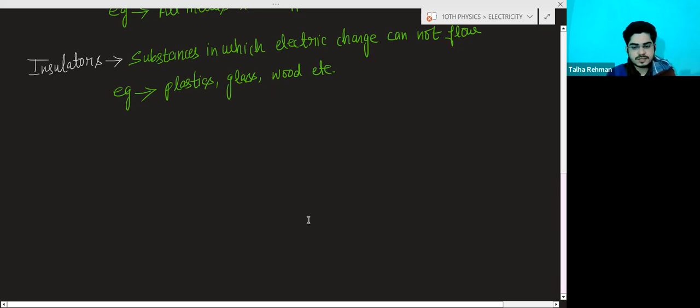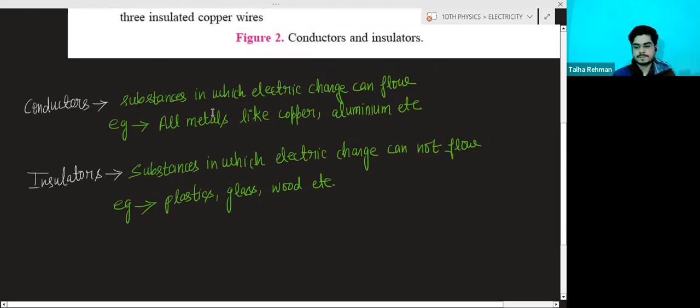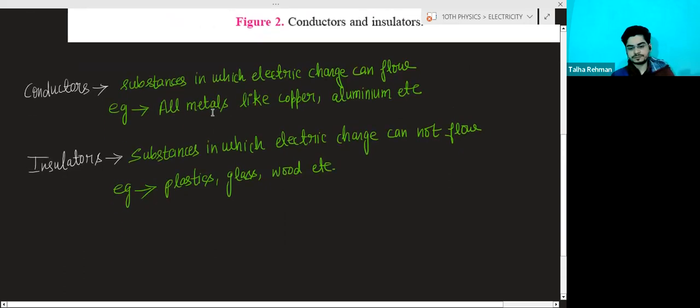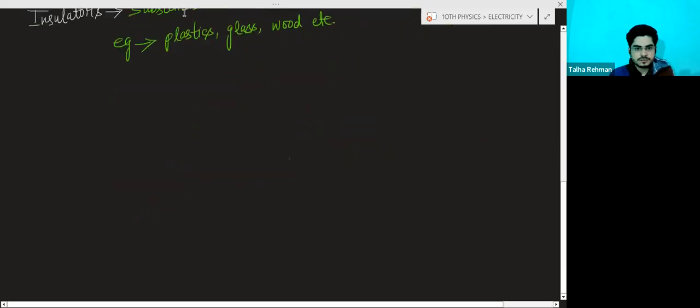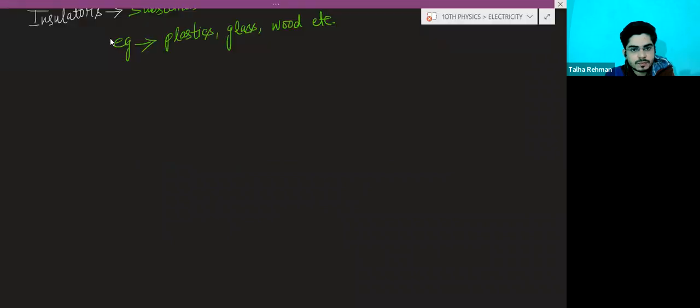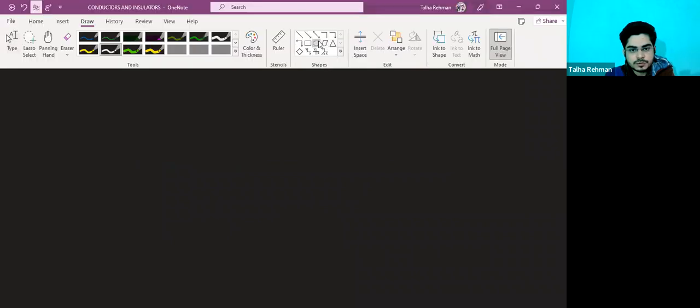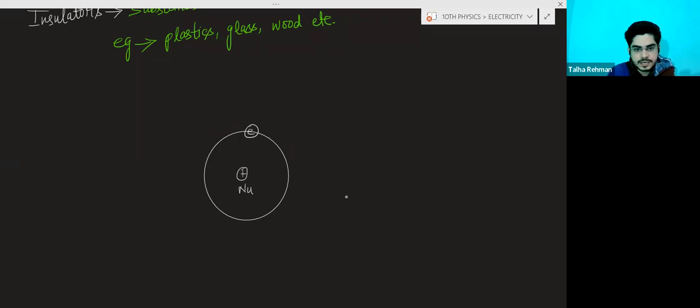So what is the reason behind some being conductors and some being insulators? Basically, when you see the structure of the atom, what is there? Suppose this is the atom, a spherical atom, we assume. At the center there is the nucleus, and here electrons are revolving.